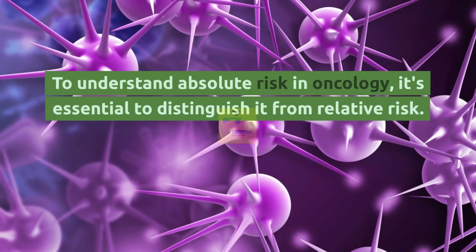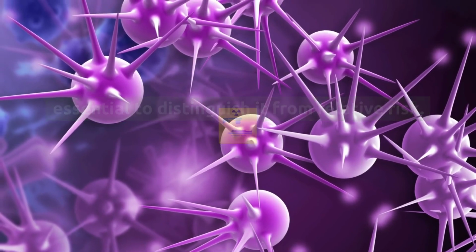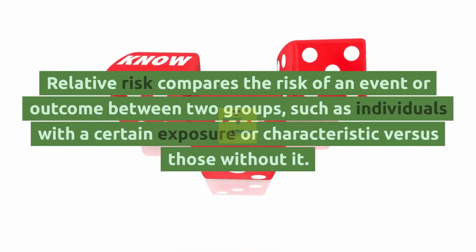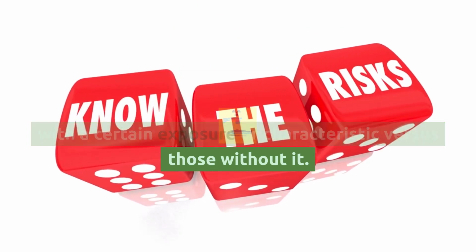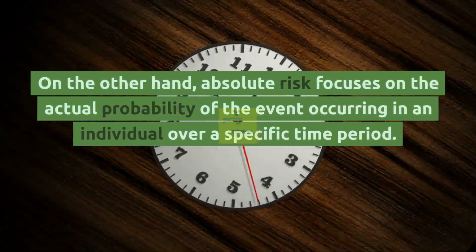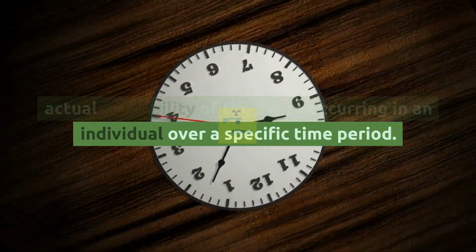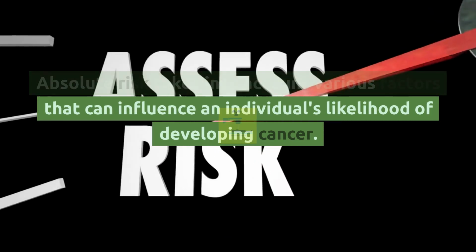To understand absolute risk in oncology, it's essential to distinguish it from relative risk. Relative risk compares the risk of an event or outcome between two groups, such as individuals with a certain exposure or characteristic versus those without it. On the other hand, absolute risk focuses on the actual probability of the event occurring in an individual over a specific time period. Absolute risk takes into account various factors that can influence an individual's likelihood of developing cancer.